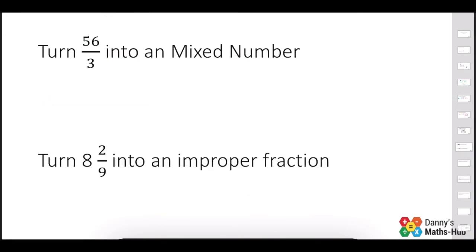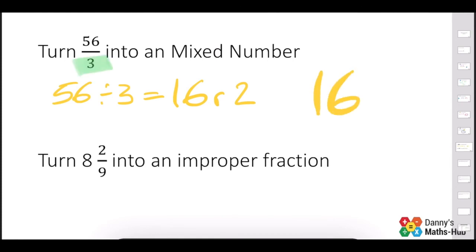So a quick recap. To turn an improper fraction into a mixed number, how many of the denominator go into the numerator with the remainder? And to turn a mixed number into an improper fraction, the integer times the denominator, add the numerator. So let's do these two questions really quickly. 56 divided by 3 equals 18 remainder 2. So we know that 18 is going to be our whole number, our denominator stays the same, and we have a remainder of 2.